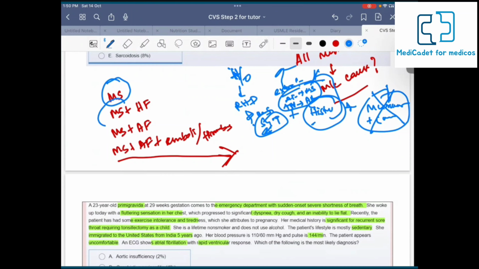That's it. Or it could be MS with heart failure. Heart failure is that the patient will go on to develop orthopnea, and there will be a dilated JVP, and there will be edema and everything. Then it's an MS patient going in for heart failure.